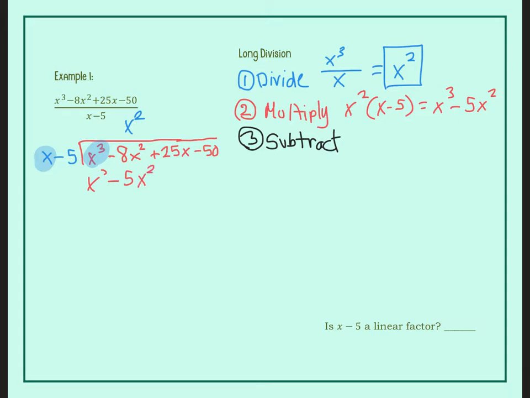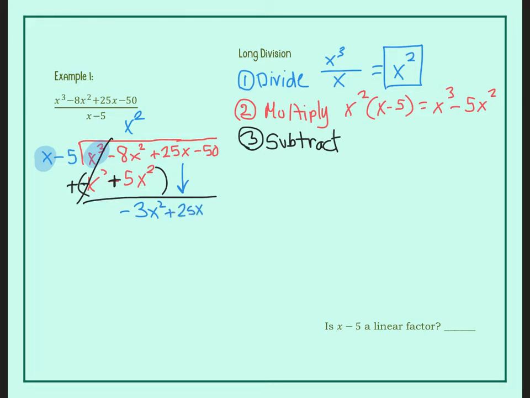Now step 3 is subtract. I'm going to subtract everything here, which basically means that all my signs are going to change. So instead of this being a positive x cubed, it's a negative x cubed, and this is a positive 5x squared. So these should always cross out because they add to 0. So those always cross out if you do things correctly. Now you have -8 plus 5. You get -3x squared, and you're going to bring down the next term.